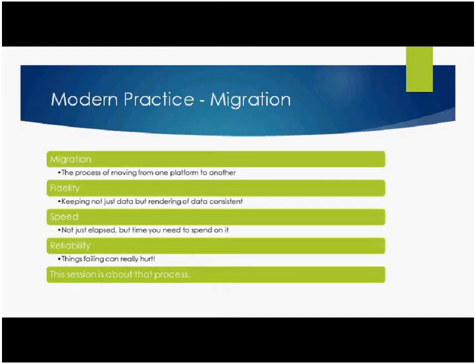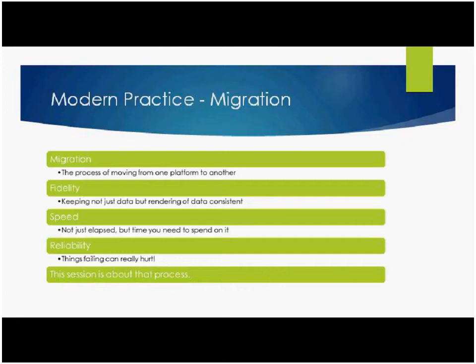So really, we're going to use some terms here, and I want to go through them so we're all on the same page. It's kind of key to have a common language. Migration, we define as the process of moving from one platform to another. So it's either moving from on-premise to the cloud, moving from Google to Office 365, or even Office 365 to Google. Migration is that process of moving.